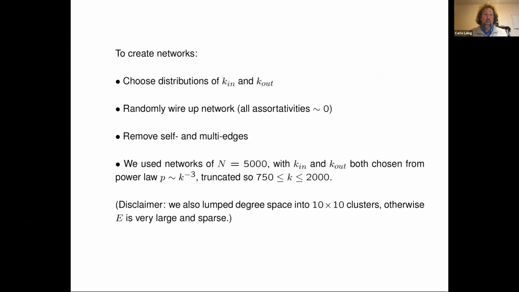So we want to create networks with assortativity. We first choose our distributions, the in degree and the out degree, randomly wire up the network, and remove self and multi-edges. For practical purposes, we're going to look at networks with 5,000 neurons, the in degree and out degree both chosen from a power law distribution truncated between 750 and 2000. If you do that, you end up with a very large matrix E. It's very large and very sparse. To get around that, we lumped our degree space into 10 by 10 clusters, 10 in each of the in degree and out degree directions.